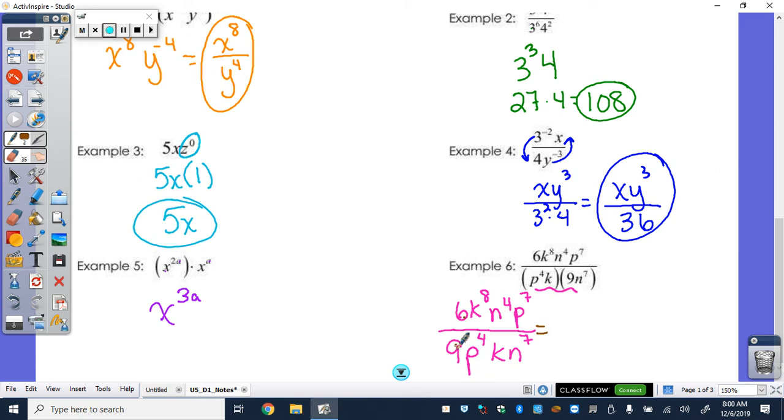So the 6 and the 9, I can reduce those both by 3. So 6 divided by 3 gives me 2. 9 divided by 3 gives me 3. I'll go with my k next. 8 minus 1 makes that k to the 7th. 4 minus 7 makes that a negative 3, which means my n is in my denominator to be positive. And then 7 minus 4 makes that p to the 3rd in the numerator. So there's our final answer for that one.